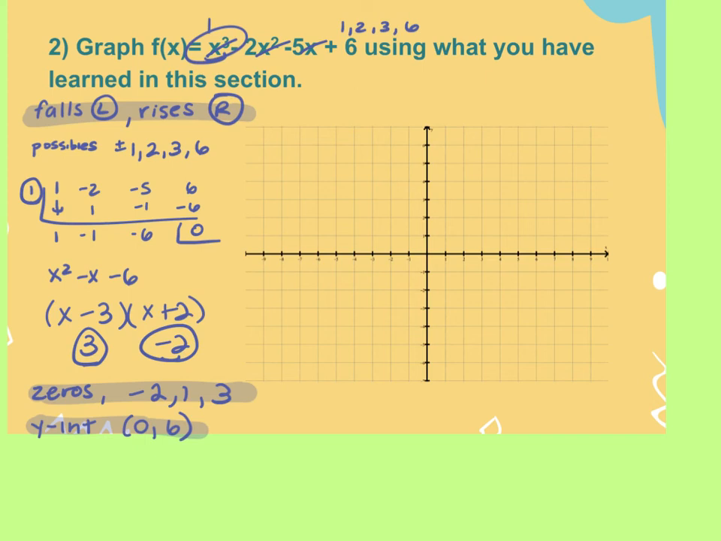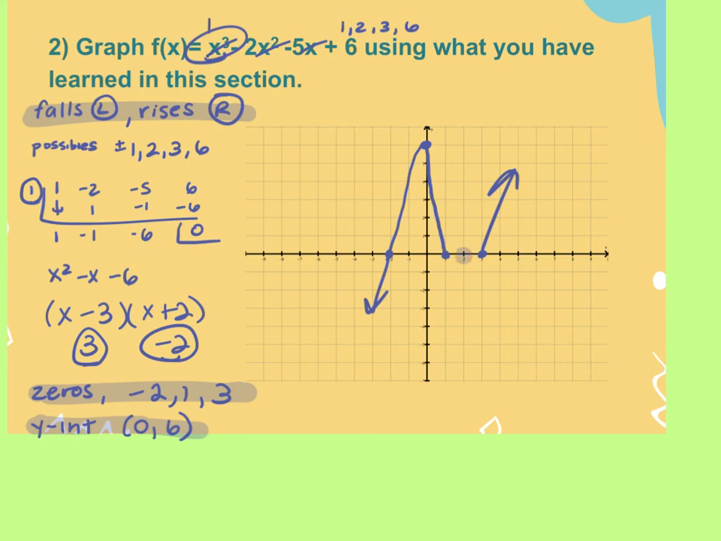Now I go to the graph. So I'm going to plot -2, 1, and 3. My arrows go down left, up right. My y-intercept is (0, 6), so I know it goes up to there. It's going to come back down because it has to cross through here.